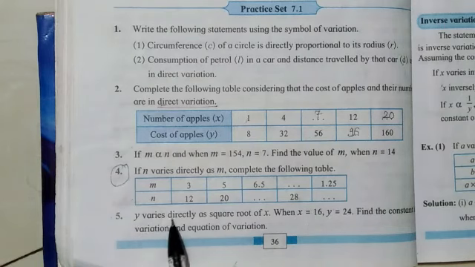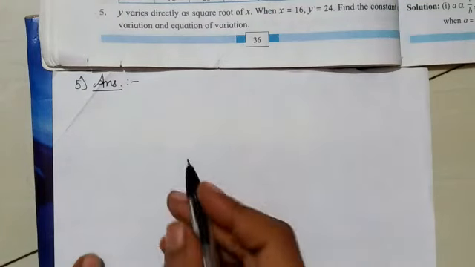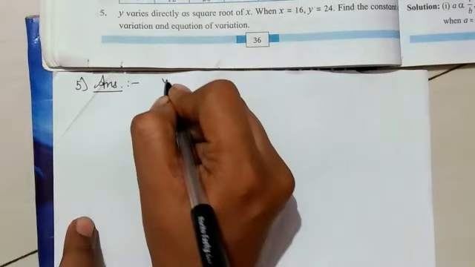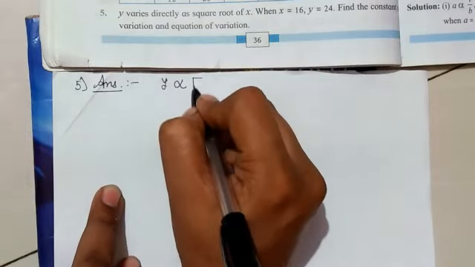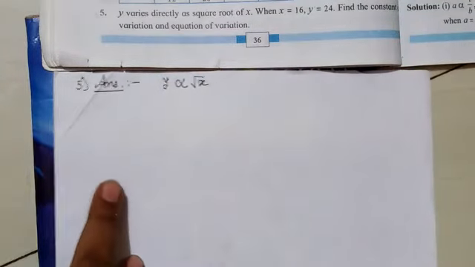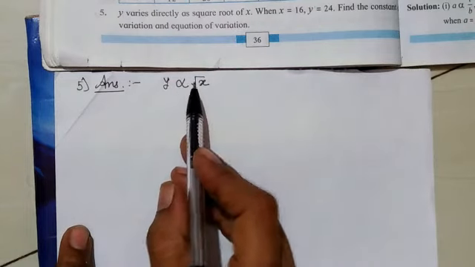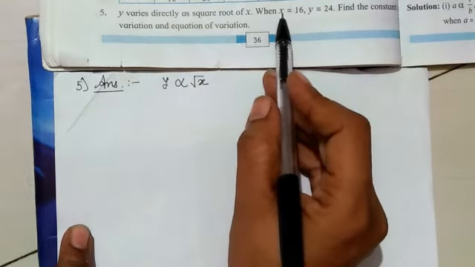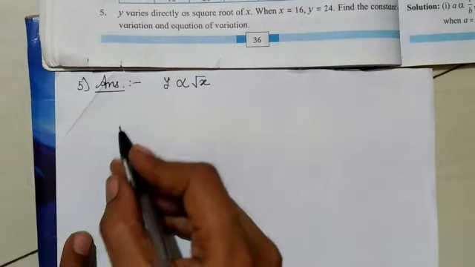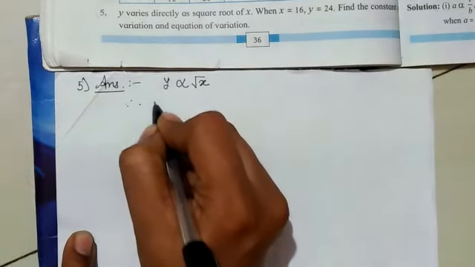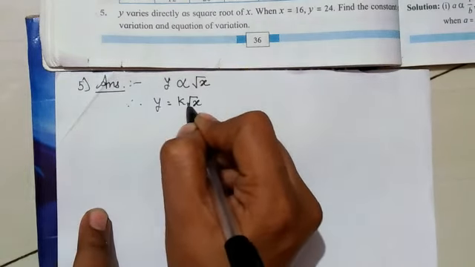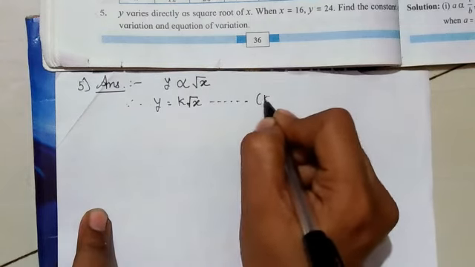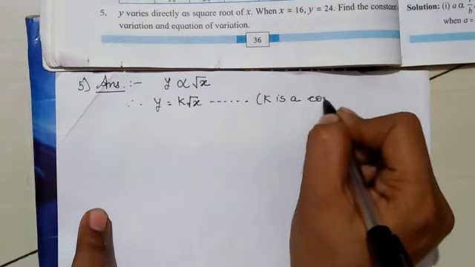Let's see the fifth. y varies directly as the square root of x. So how are we going to write that? y is directly varied with the square root of x. This is the main way we are going to write this sentence. Now we have to convert it into the constant format. So y is equal to k into square root x, where k is a constant.